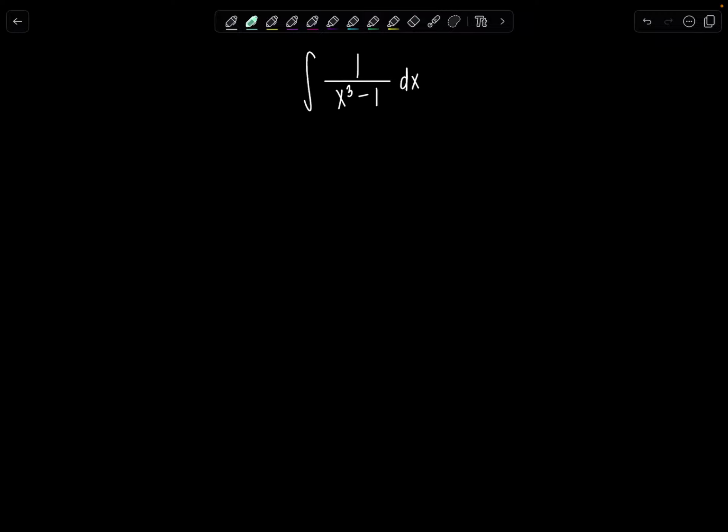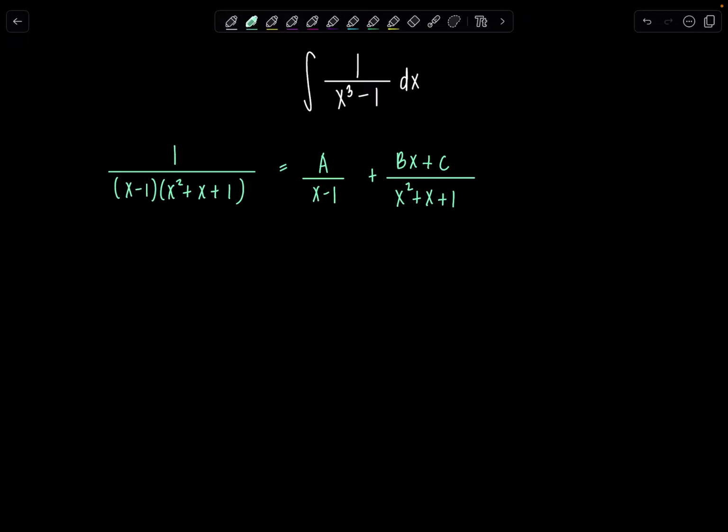So here we go. I'm going to factor the denominator, which is a difference of cubes. That's going to factor into x minus 1 times x squared plus x plus 1. So x minus 1 is a linear factor, I'm just going to have A over x minus 1. And then x squared plus x plus 1 is an irreducible quadratic, so we need Bx plus C up top. Good? Okay, then we multiply everything by the LCD, which is x minus 1 times x squared plus x plus 1.